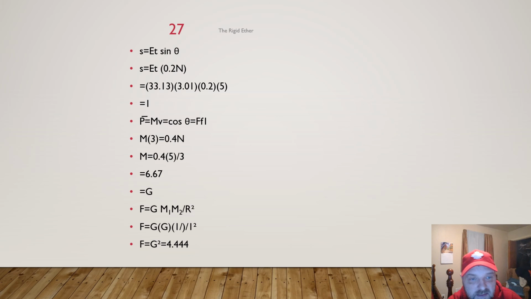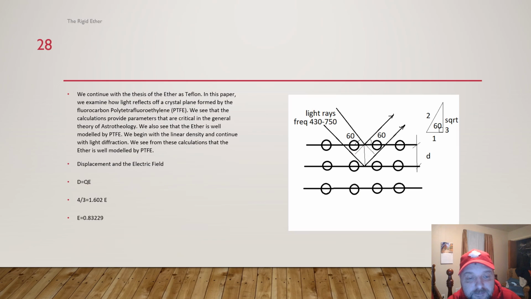So we end up with G equals 6.67, the gravitational constant. And when we plug that into our Newton's equation on gravity, we end up with 4.444, which is related to orbs. But I won't get into that here. I've written papers on the orbs if you want to look them up.